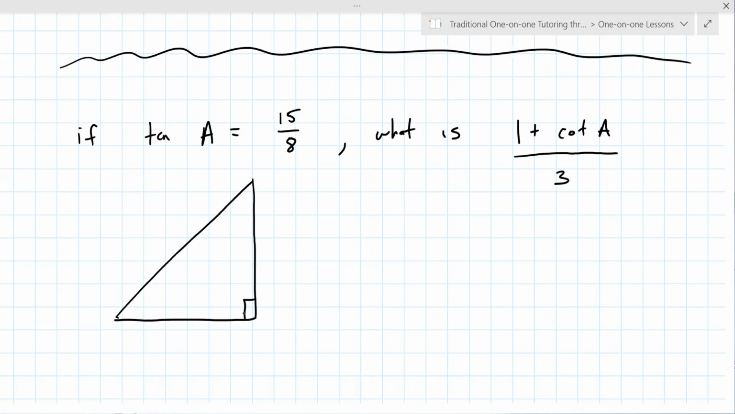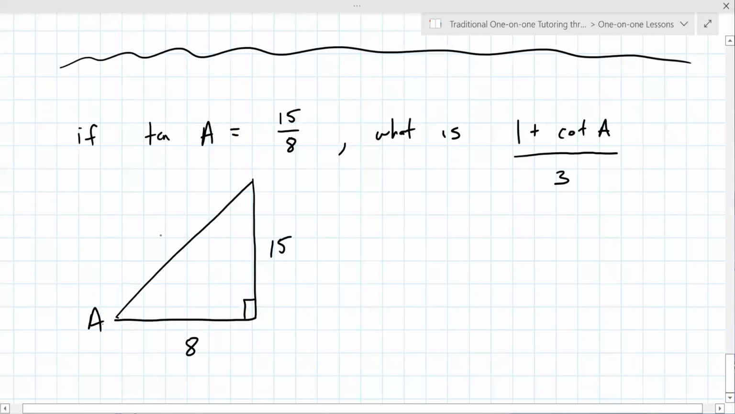Okay, I think I might have it. So did you put A down here or at the top? At the bottom. All right, so tangent is opposite over adjacent, and then the hypotenuse is 17. Is that what you have?